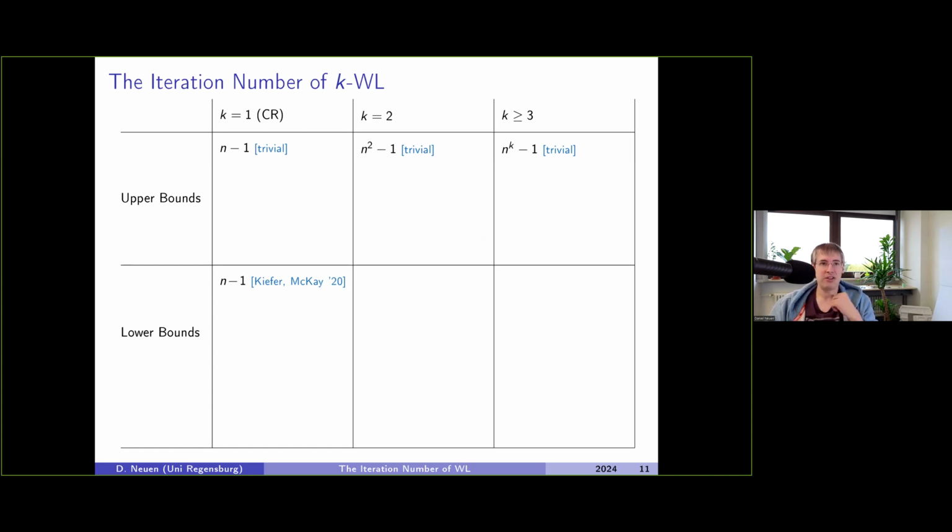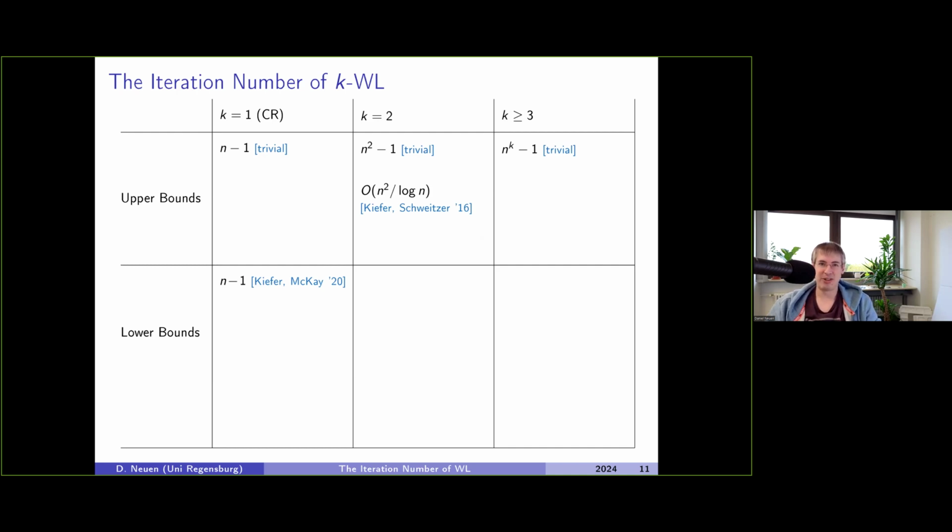Okay, so for k equal to 1, the situation is entirely clear. So let's look at the higher k. And here it turns out that we can actually get improved upper bounds. The first work in this direction was by Sandra Kiefer and Pascal Schweitzer, LICS 2016. They proved that for k equal to 2, you can shave off a log n factor from the trivial upper bound.